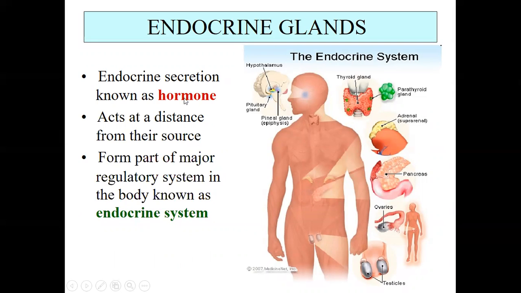The endocrine secretion is known as hormone. The material that is being secreted is known as a hormone. Usually the hormone acts at a distance from its source, and it forms part of the major regulatory system in the body known as the endocrine system. You can see here the different endocrine glands that we have in the body. We have the pituitary gland, the hypothalamus, pineal gland, parathyroid gland, thyroid gland, adrenal gland, and then we also have the pancreas. In the pancreas we have the islet of Langerhans cells that secrete insulin, and also the ovaries and the testes.